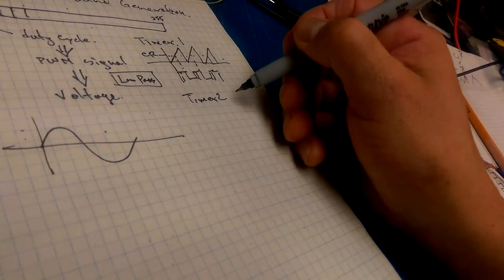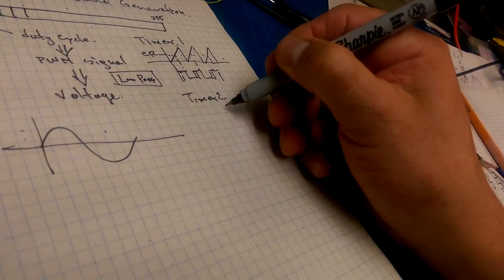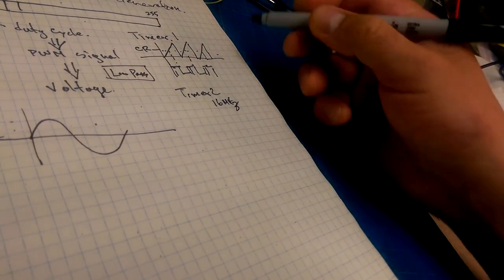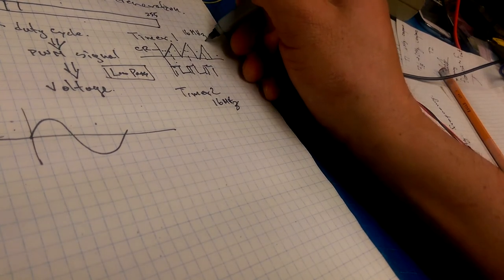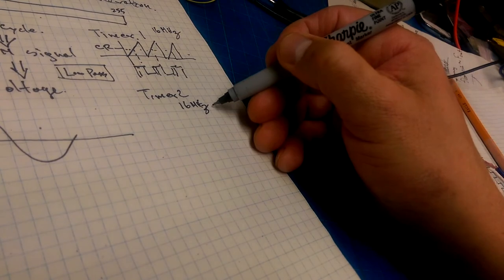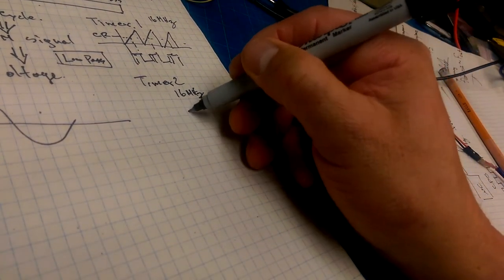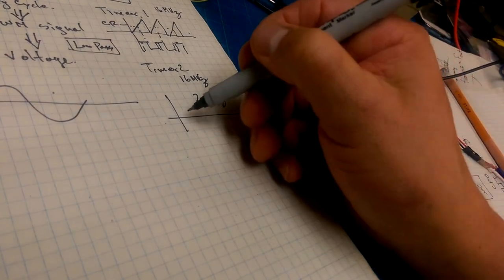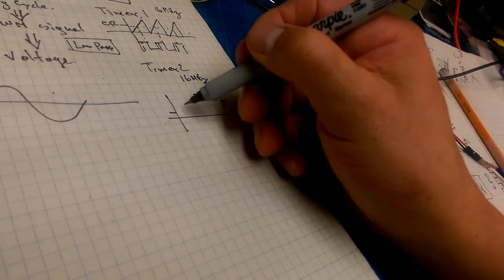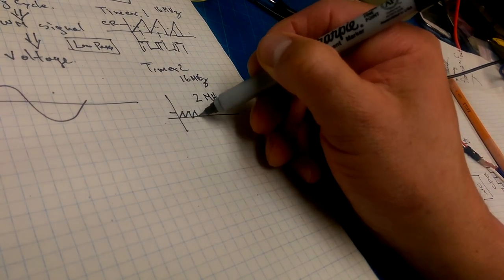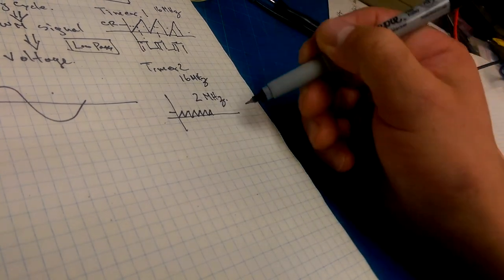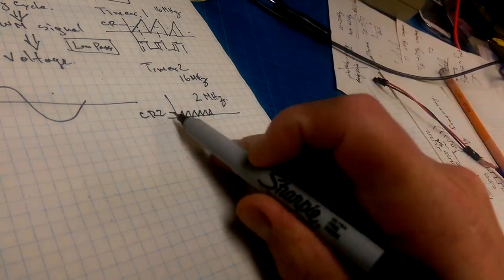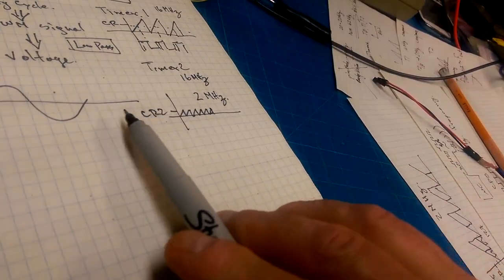timer 2. And timer 2 was created by taking the 16 megahertz clock that the Arduino runs on. This is running at 16 megahertz. We took that 16 megahertz clock and slowed it down to only 2 megahertz. And then we create a sawtooth, basically, wave that looks like this, and depending on the compare register 2 value, we can adjust the frequency of this modulation.